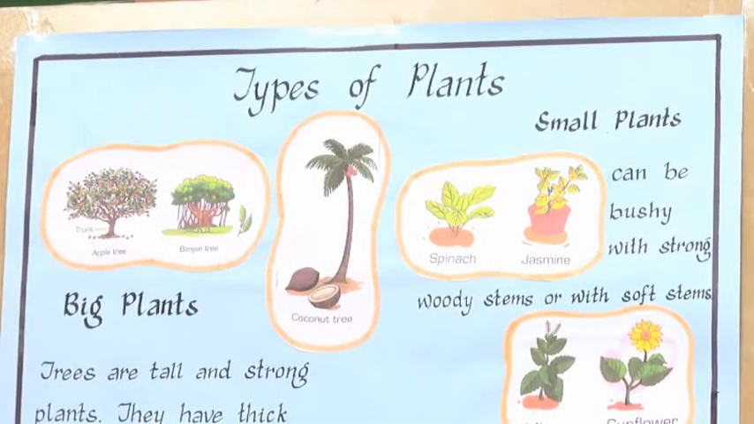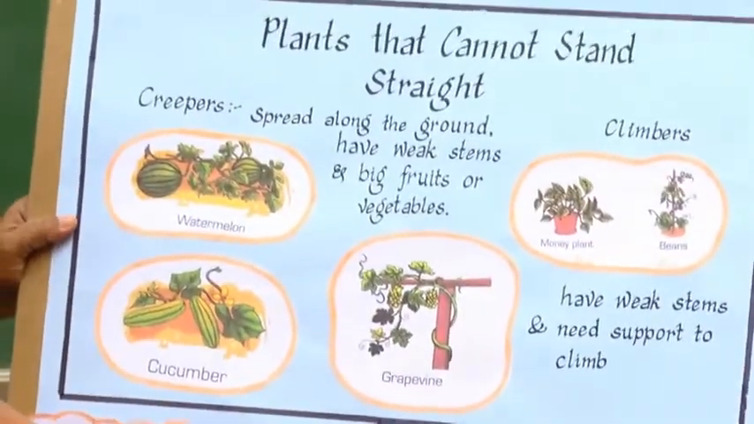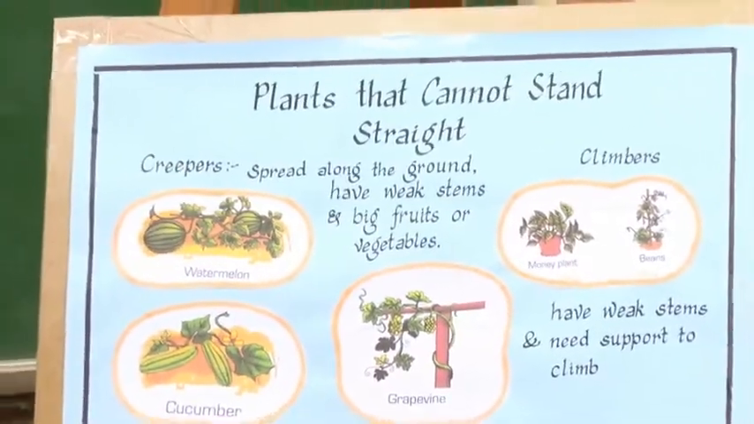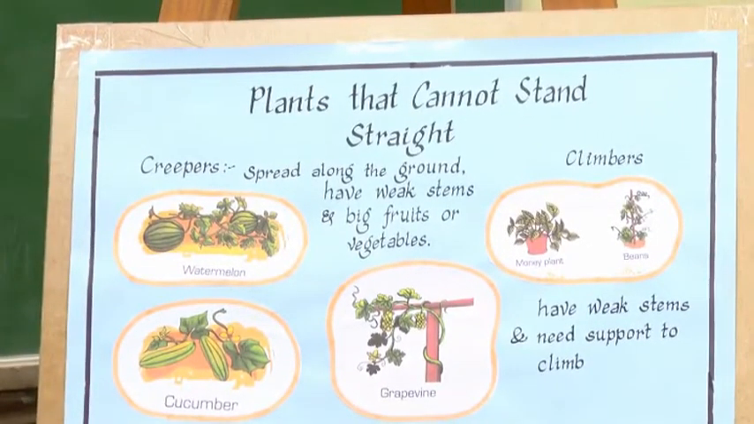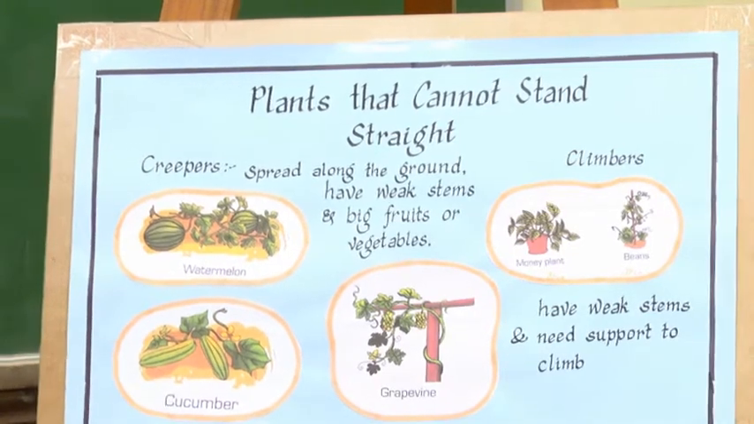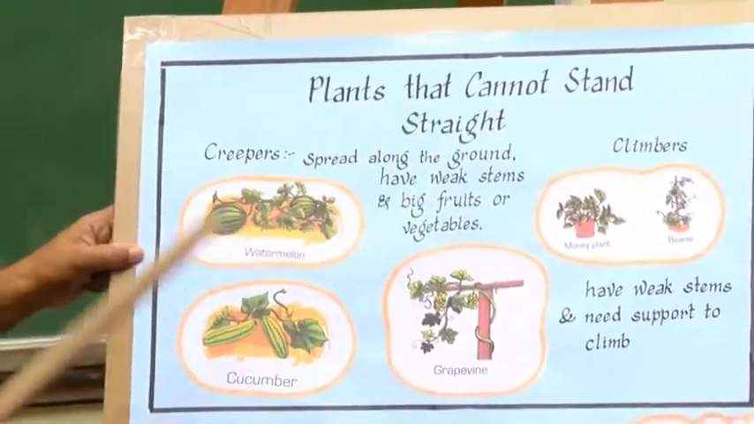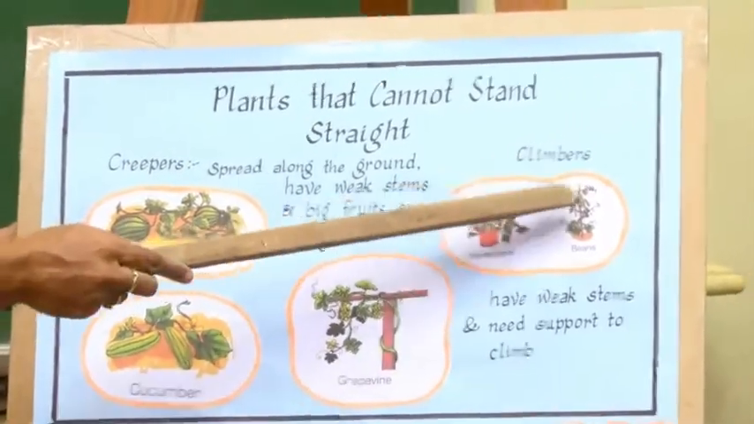There are some more plants which cannot stand straight at all. These big and small plants can stand straight, but there are some plants that cannot. Have you seen plants that cannot stand straight, that spread along the ground, and some plants that need some support? Yes, you can see here. These are called creepers and climbers.